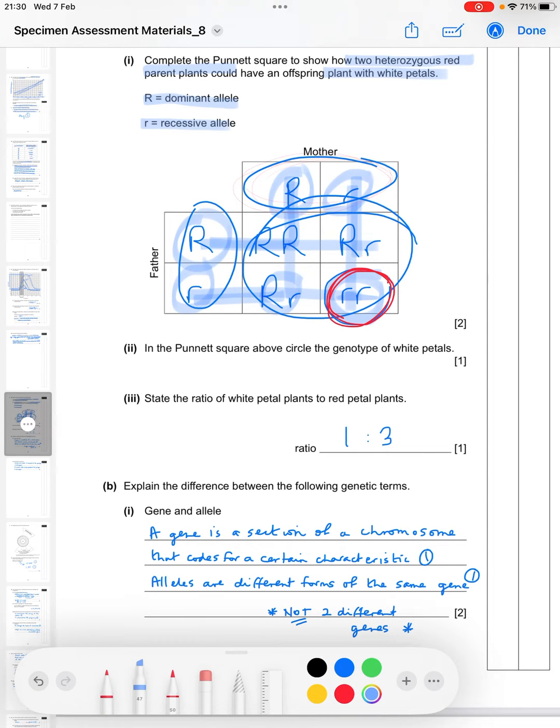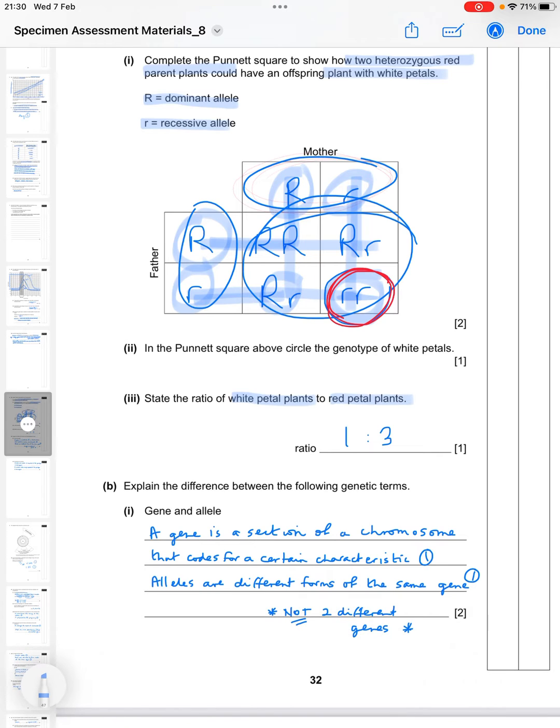Then state the ratio of white petal plants to red petal plants. So you have to make sure you get it the right way around. So I'm looking for white here, which is this one, the little r. So there's one of it. And then the others, there are 3. So it's 1 to 3. If it said red to white, you would say 3 to 1. So just be careful. If it's a ratio, you get it the right way around.